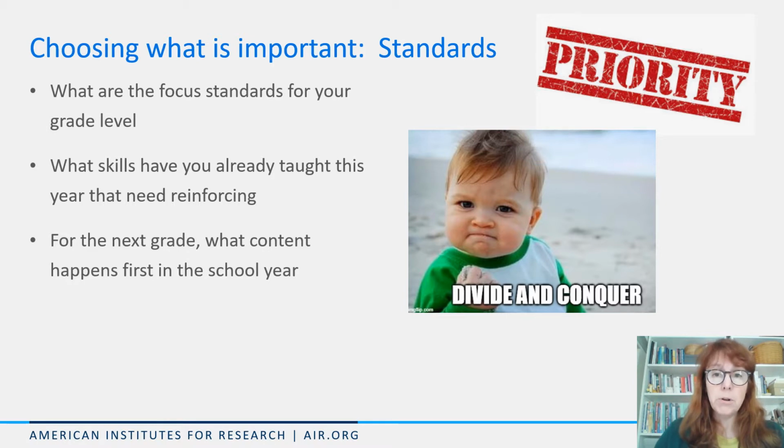You can do this work on your own, but I would highly suggest if you're part of a grade level team that you divide and conquer. That way this work is spread across all members. It gives you a chance to come together and talk it through, and it'll make it go much, much faster.